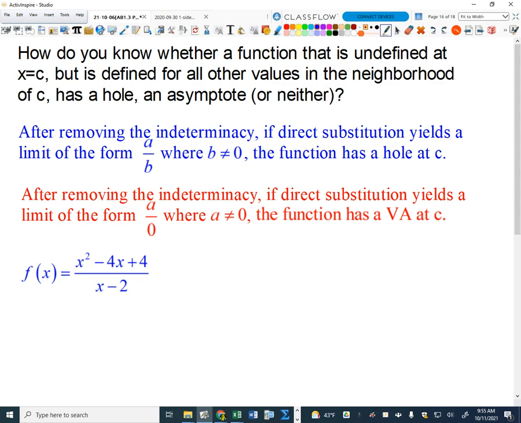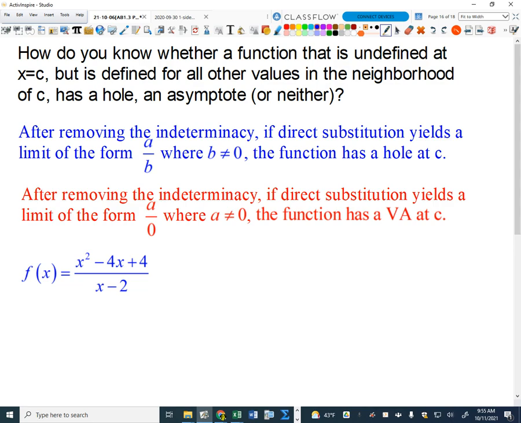Sometimes people make the statement that 0 divided by 0 is always a hole, right? And we may have even said that back in Algebra 2. At the time, that's all we were going to see: 0 over 0 is a hole, and a number over 0 is a vertical asymptote, right? But it turns out that 0 over 0 is still indeterminate. It might end up being a hole, usually it probably does, but it could still end up being a vertical asymptote after you remove the indeterminacy.